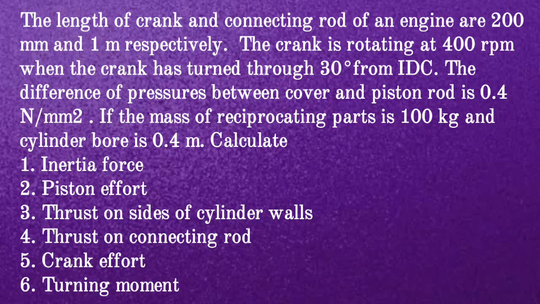Given question, the length of crank and connecting rod of an engine are 200 mm and 1 meter respectively. The crank is rotating at 400 rpm when the crank has turned through 30 degrees from inner dead center. The difference of pressure between cover and piston rod is 0.4 Newton per millimeter square. If the mass of reciprocating parts is 100 kg and cylinder bore is 0.4 meter, calculate first inertia force, second piston effort, third thrust on sides of cylinder walls, fourth thrust in connecting rod, fourth crank effort, fifth turning moment.